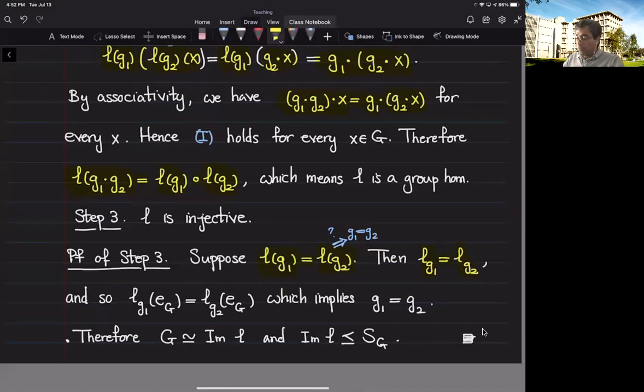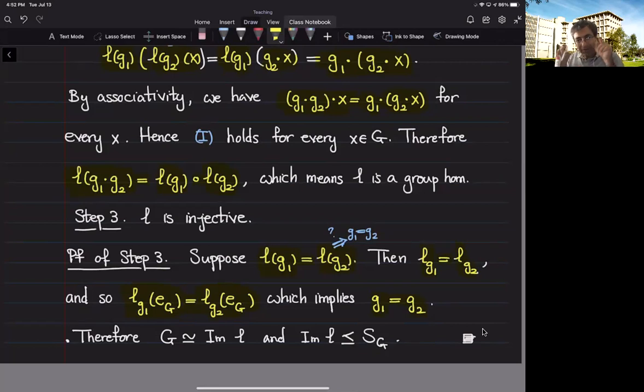In particular, when I feed the neutral element to both of these functions, I end up getting the same elements of the group. But remember, this means multiplying from left G1 by this element. That means G1. From left, I need to multiply G2 by the neutral element. Then I get G2. So this equality implies that G1 is equal to G2. And that's exactly what we wanted to show. Therefore, L is an injective group homomorphism from G to S sub G.